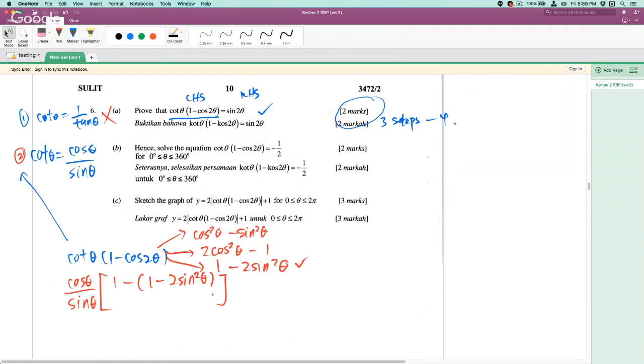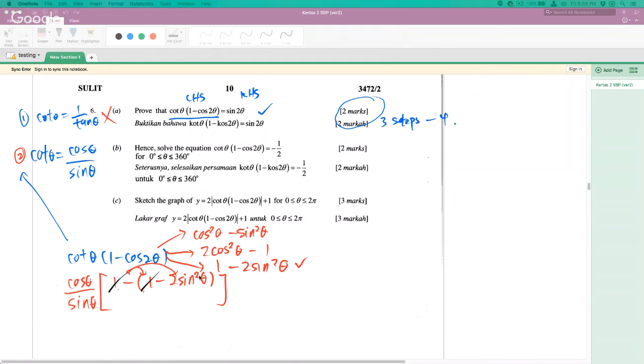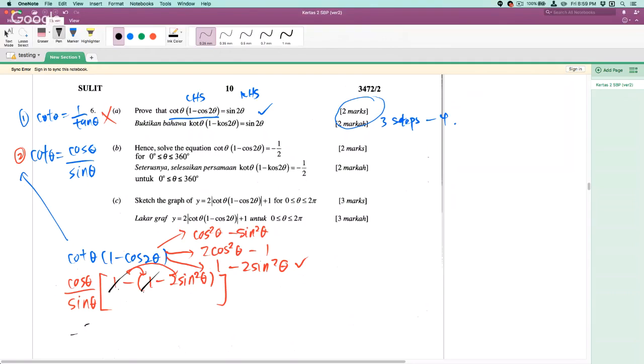Then I will multiply the negative into both. And you will see 1 minus 1, basically I gone. It will become 0. And negative multiply negative 2, you will get positive 2. So I will say cos theta over sine theta times 2 sine square theta. And then the next step is sine and sine I simplify. So I will get 2 sine theta cos theta, which is the answer, sine 2 theta.